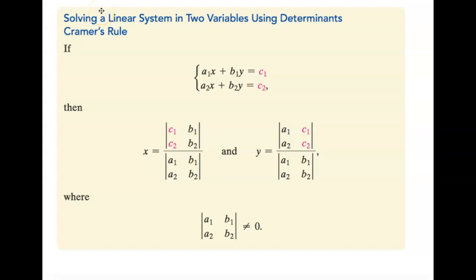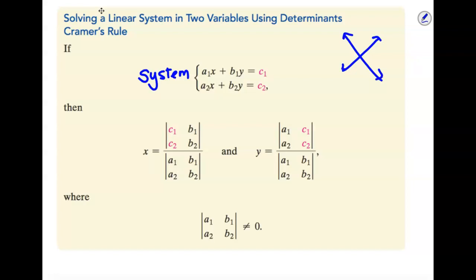Okay, what we're going to do next is solve a linear system. So two lines, and we want to find out essentially where they would intersect, where would be the point of intersection. We want to use determinants. It's called Cramer's rule. So this is our system, and we want to find out where these two lines intersect.